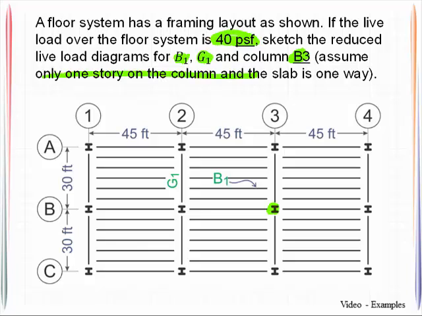So let's make sure we understand the framing system here. If this bay size is 30 feet, and if you count, there's 1, 2, 3, 4, 5, 6 spaces, that will then make the beam spacing to be 5 feet on center. We also want to acknowledge that the slab behavior is going to be one way, and that will help us to get the diagrams that we need.